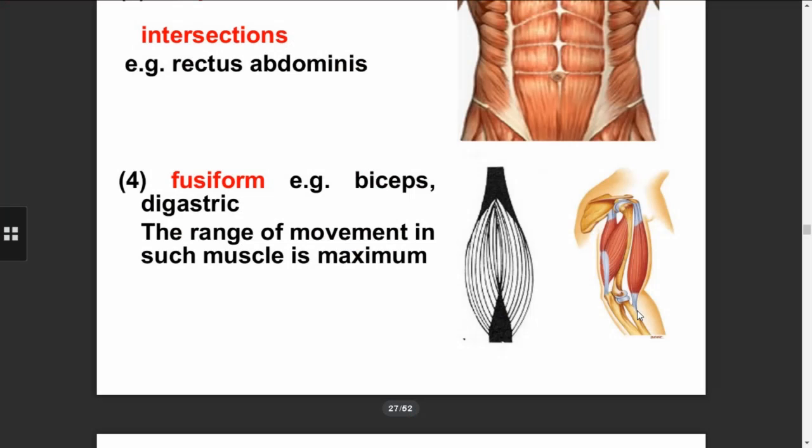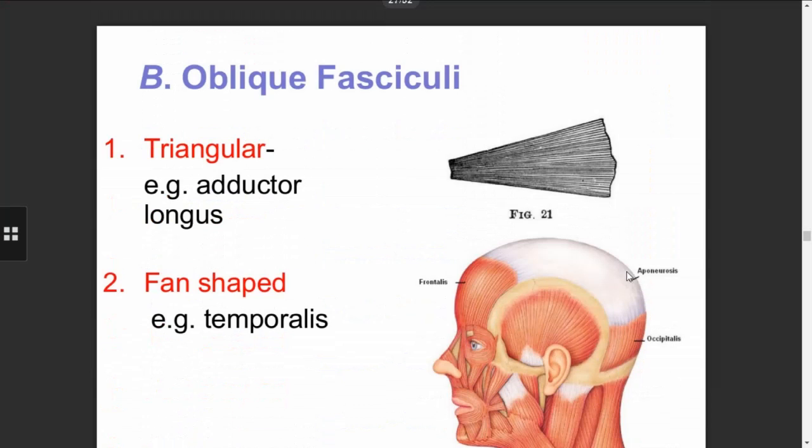Forearm. Thus it has the greater range of movement. Number second, oblique fasciculus means that they are oblique to each other. They are making an angle with respect to each other. First one is the triangular, adductor longus.